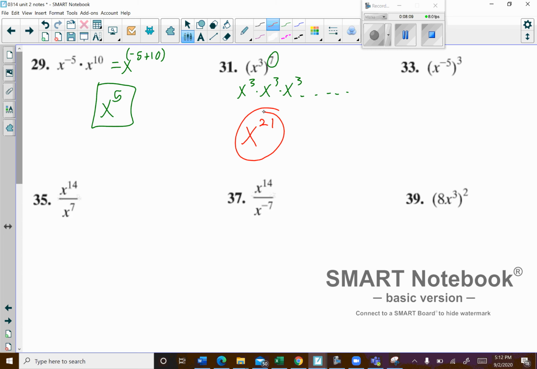So we'll do the same thing on 33. So I have x to the negative 5 raised to a power of 3. So power to a power. So x to the negative 15th power. And then we'll go ahead and make that positive by taking the reciprocal. And so you'll have x to the positive 15, but it's under 1. So 1 over x to the 15th power.